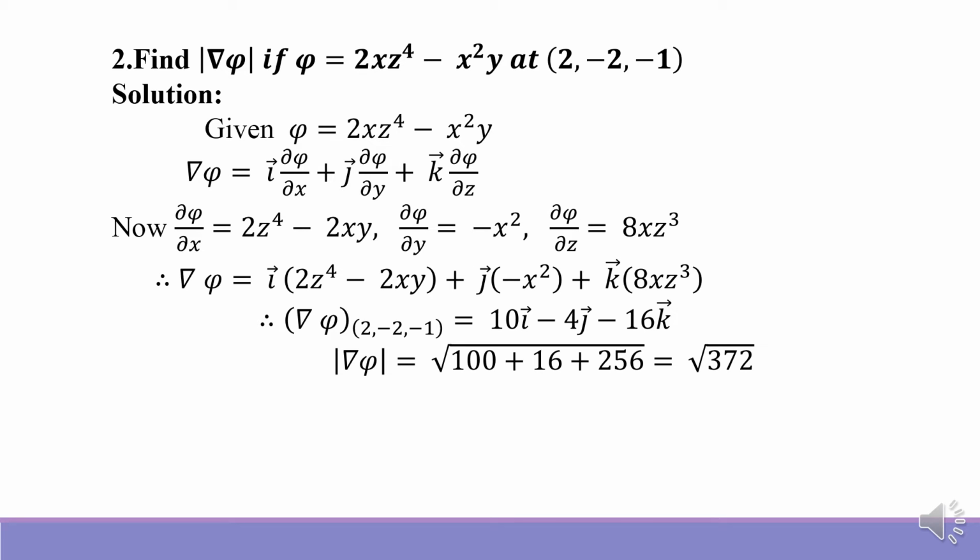Here, if del phi equals x i vector plus y j vector plus z k vector, modulus of del phi equals root of x square plus y square plus z square. That is root of the coefficient of i vector the whole square, that is 10 square, 100. Then the coefficient of j vector the whole square, minus 4 the whole square, 16. Then the coefficient of k vector the whole square, minus 16 the whole square, that is 256. Therefore, modulus of del phi equals root of 372.